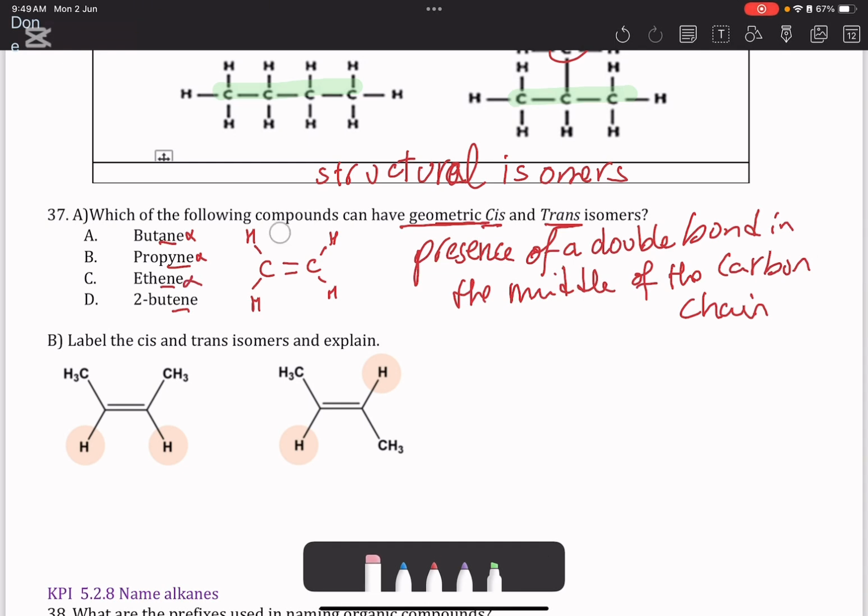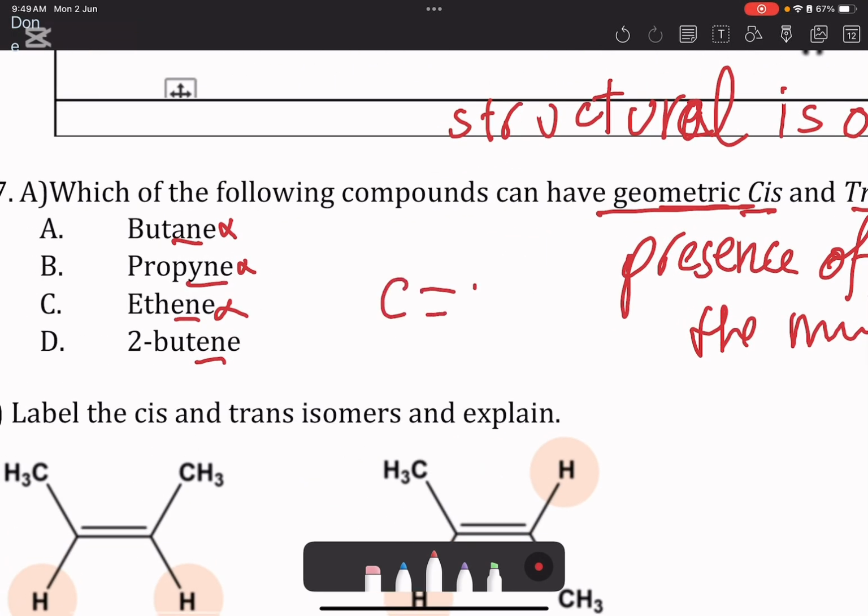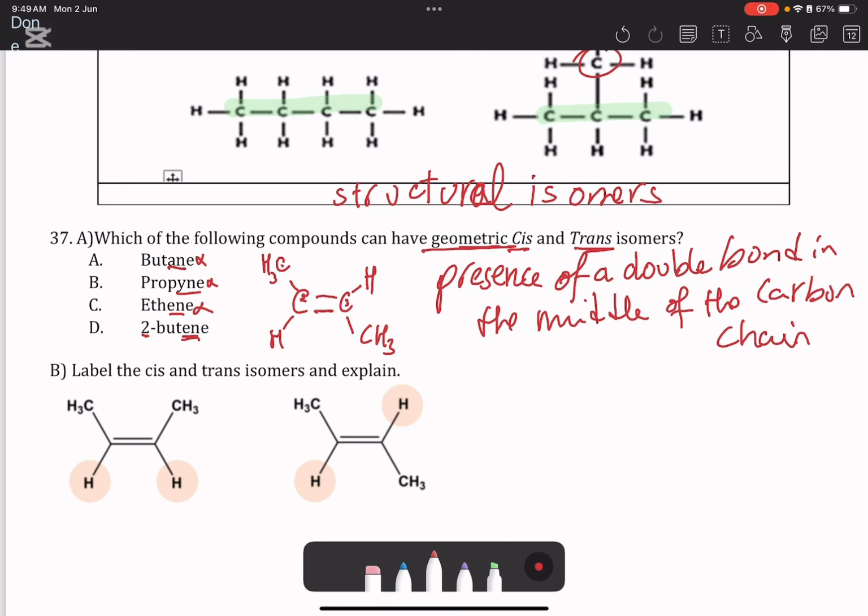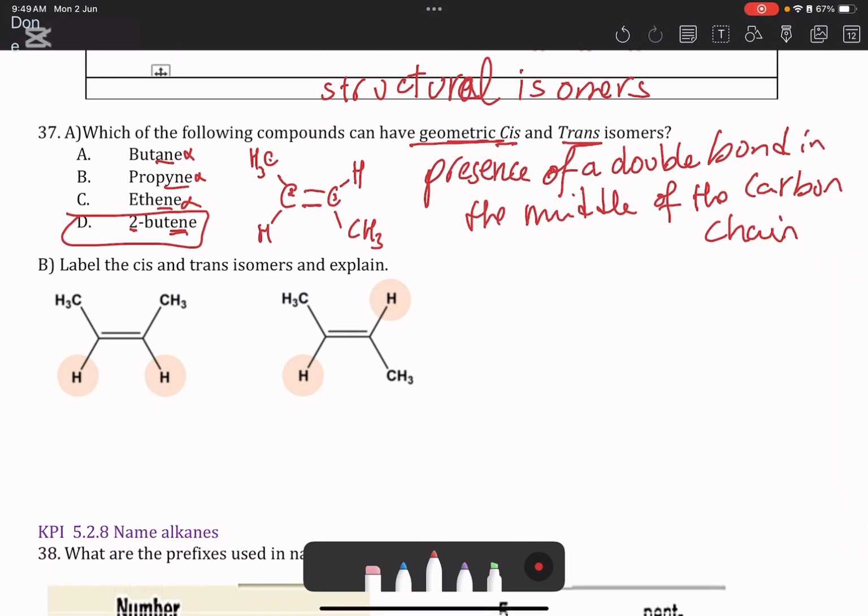Whereas in the butene, I'm going to draw it over here. Butene means 4 carbons, and the double bond is on the second carbon. So that's carbon number 2, meaning there's 1 before, 1, 2, 3, and there's 1 after, 4. So I'm going to fill it with hydrogens. That's cis. And when I flip this CH3 and H like that, that's trans. So the answer is 2-butene.